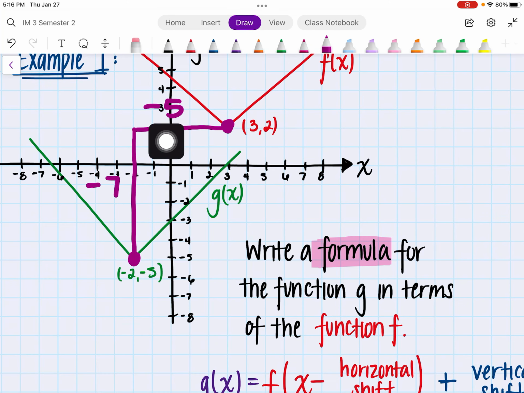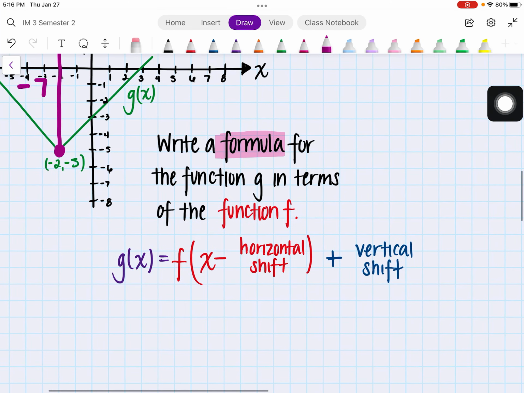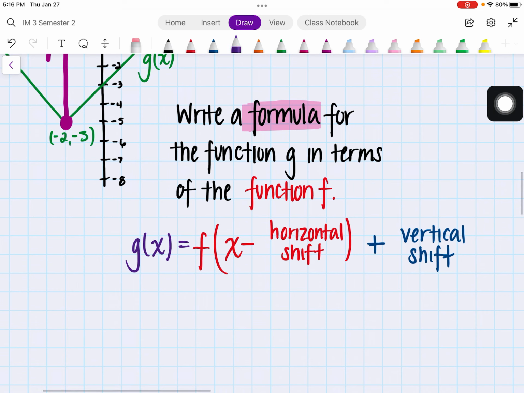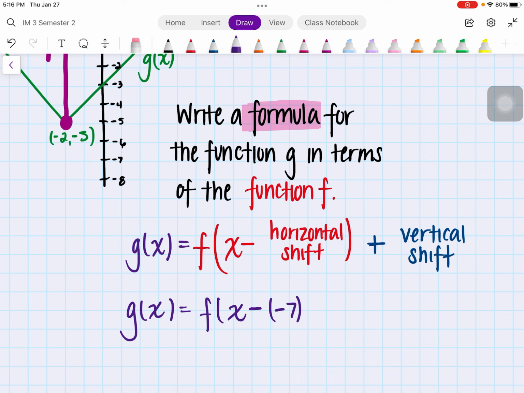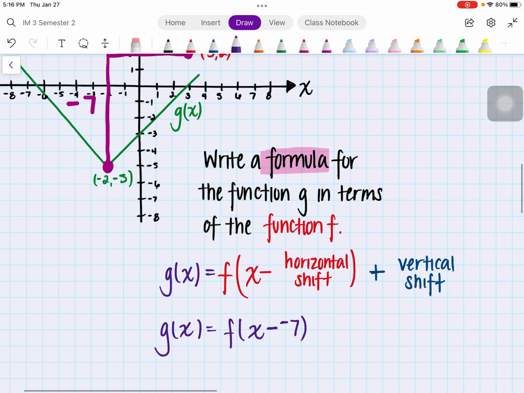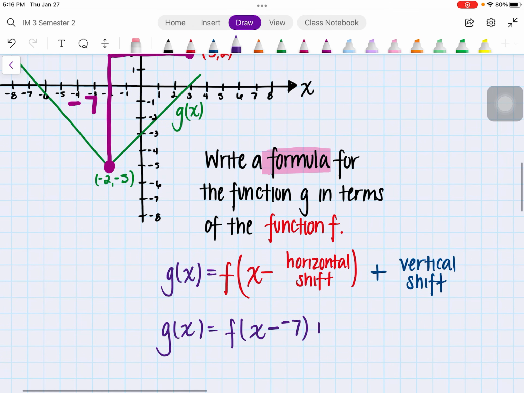Now, in this case, guys, because we moved 5 to the left, it is a negative, and that actually represents our horizontal shift. So I'm going to go ahead and do g of x equals f times x minus our horizontal shift, which was a -5. I did double parentheses there. Or actually, we don't need double parentheses. Just do -5. All right. And then our vertical shift in this case is how much we moved up and down. In this case, we did move down, so plus a -7.